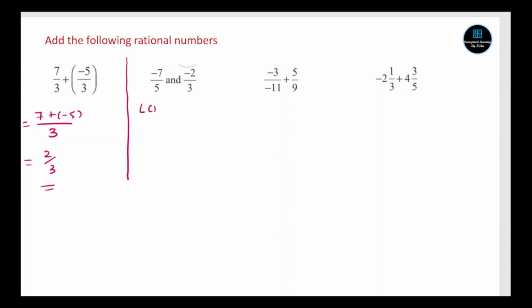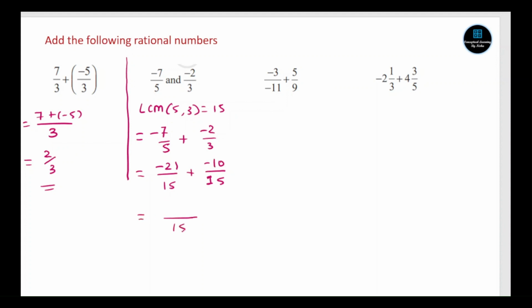So LCM of 5 and 3 is 15. So now we'll write this, okay? Minus 7 upon 5 plus minus 2 upon 3. Okay, I want to add them. Now I'll write the denominator as 15. So I multiply the first one by 3. I'll get minus 21. And here also 15. And I have to multiply it by 5. So minus 10. What do we get?